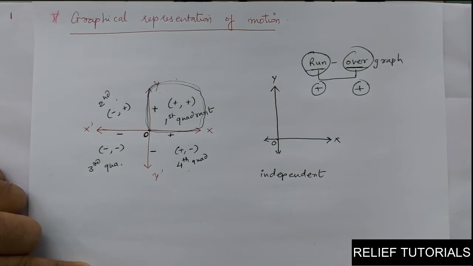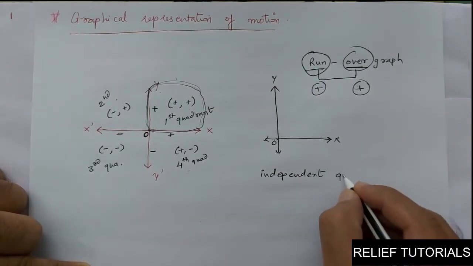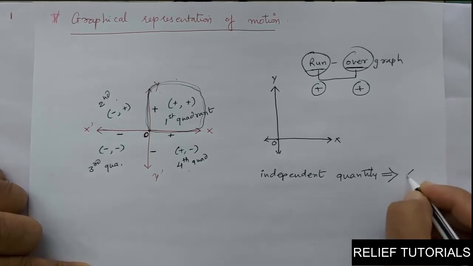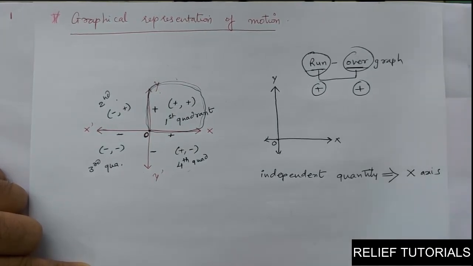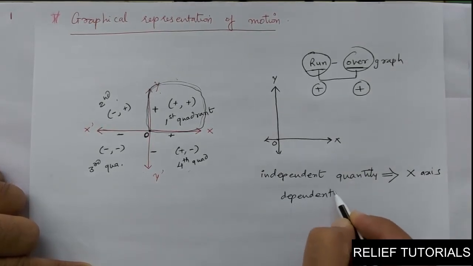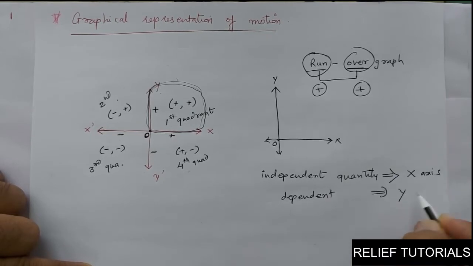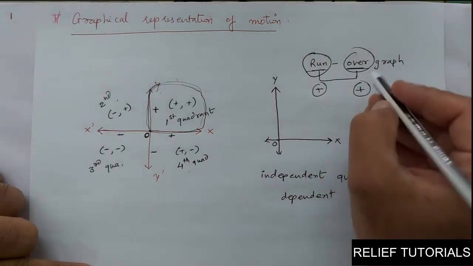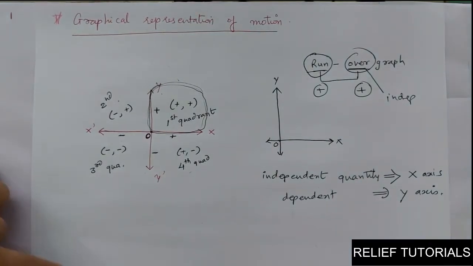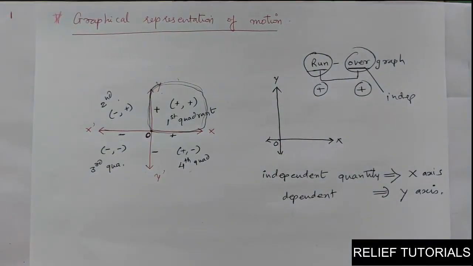Which quantity is independent? Remember, the independent quantity is always represented on the x-axis and the dependent quantity is represented on the y-axis. Out of these two, I think over is independent and runs are dependent on the over.